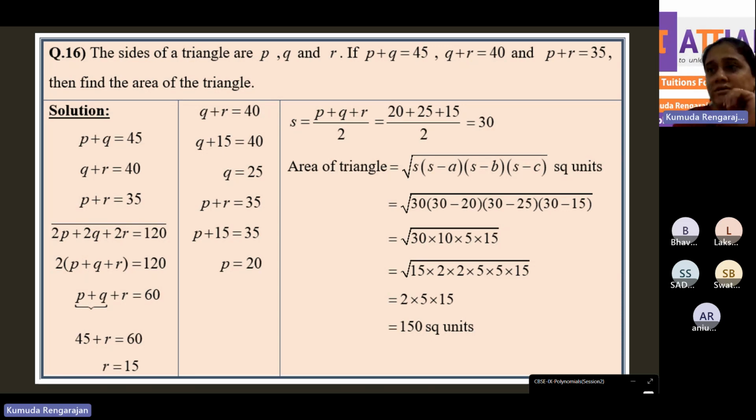Again, this idea is important. You should remember, when you have three equations like this, you must add the equations and then take out 2 common. Remember this idea. That's very important.